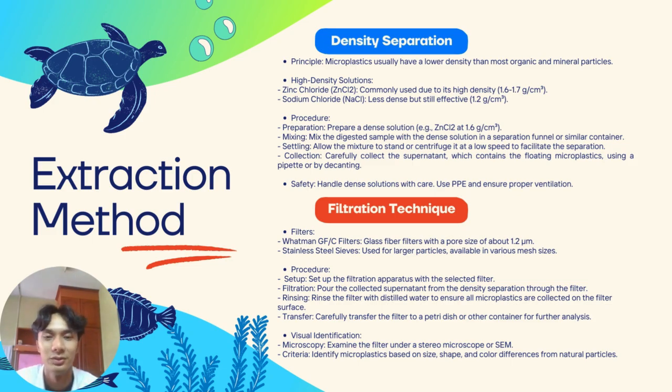And for the visual identification of the microplastic, we must do the examination of the filter under a stereo microscope or SEM, and the criteria that we are trying to look for is to identify the microplastic based on their different size, shape, and color from the natural particles.